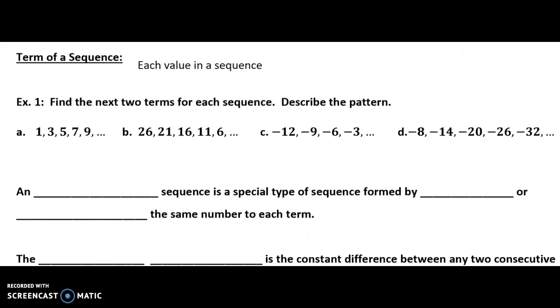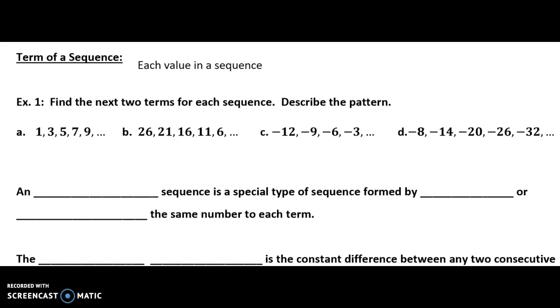In example number 1, we're being asked to find the next two terms for each sequence, then to describe the pattern. So for A, we have 1 is the first term, 3 is the second term, 5 is the third term, 7 is the fourth term, and the fifth term in the sequence is 9. So we're trying to find the 6th and the 7th term.